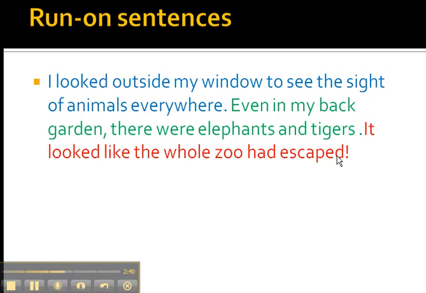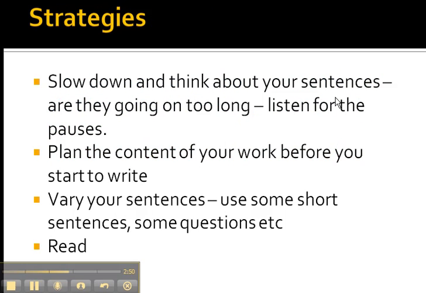That is what we're aiming for, or that's what you're aiming for if your sentences are going on for too long at the moment. So what strategies might we use to help us do that? Well, okay, four things you might want to think about doing. First of all, just focus on this area of sentences. Just slow down a bit when you're writing and think about your sentences. Are they going on too long?